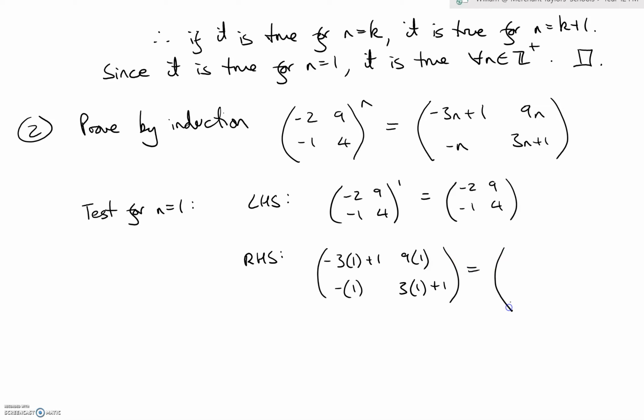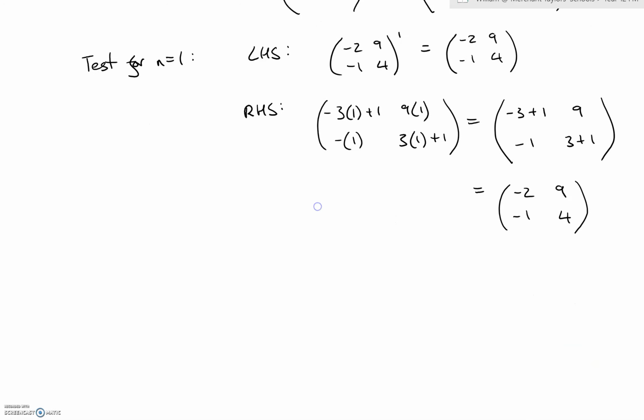And here we'll get minus 3 times 1, 9 times 1, minus 1, 3 times 1 on this bit. So we'll get minus 3 plus 1, which is minus 2, 9, minus 1, 4. The left hand side is the right hand side. Therefore, we've proven it is true for n equals 1. Always the starting point for our proof by induction.